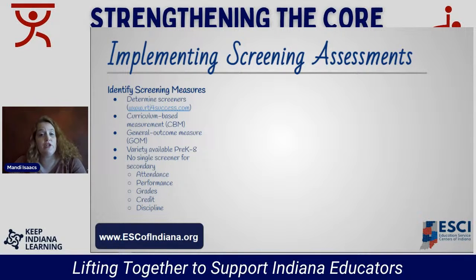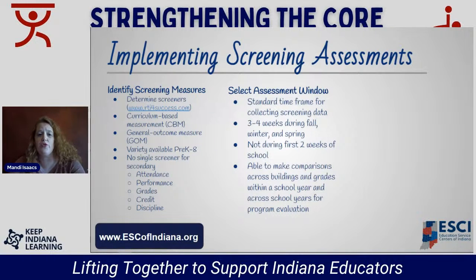They do acknowledge that there's really not a single screener at the secondary level. If you're a secondary building, a junior, senior high, then you will need to take in several measures of data across the school, including attendance, grades, student performance, the credits that they've earned in high school, and their discipline to help identify the universal needs in your school.